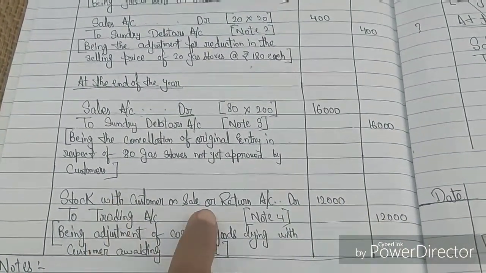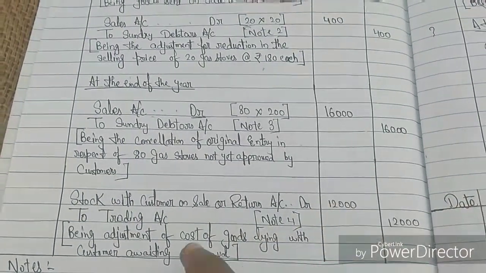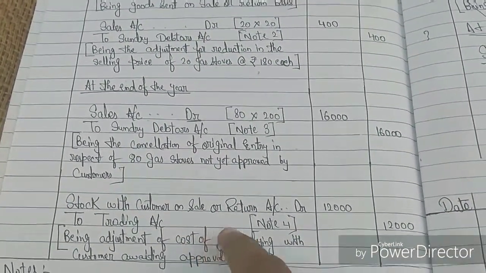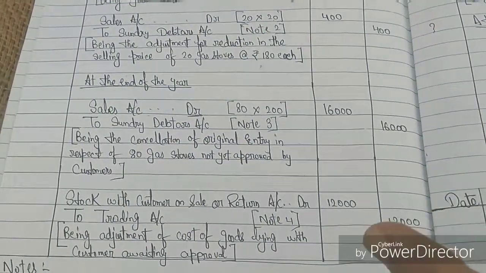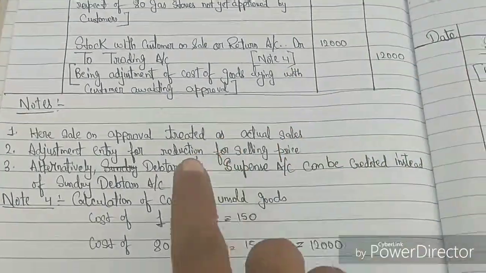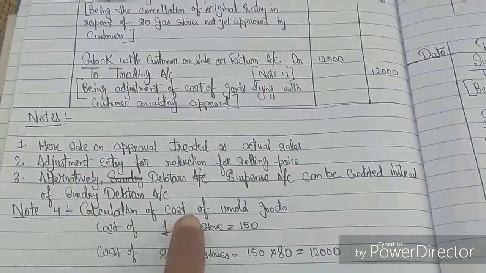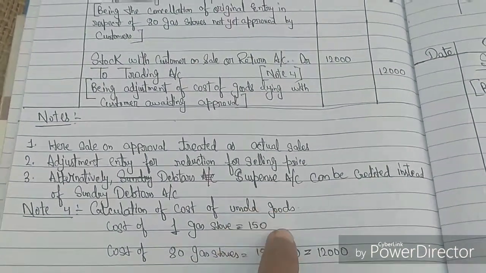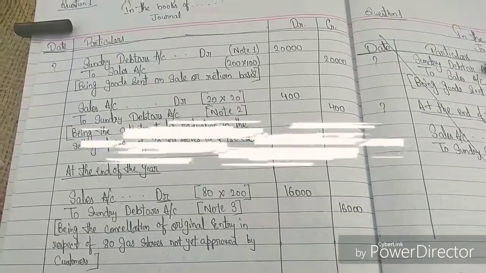Okay. And the last entry will be stock with customer on sale or return account debit to trading account. This is regarding the stock that is still lying with the customer awaiting approval. And one more thing, the stock will be recorded at either market value or cost value, whichever is lower. So always cost price is lower, so we have to find the cost price, and I have given the cost price in note 4, the calculation of cost of unsold goods. The cost of one gas stove was 150 rupees, so the cost of 80 gas stoves will be 12,000 rupees.